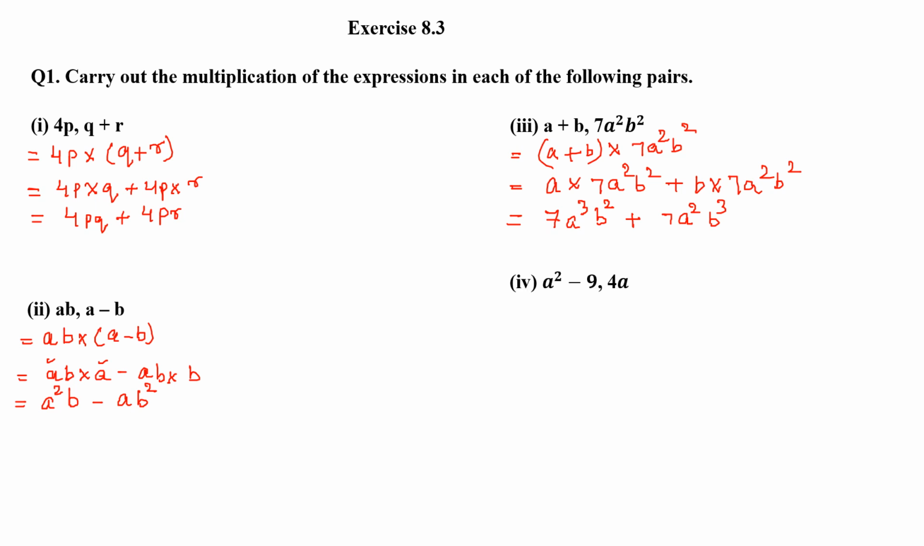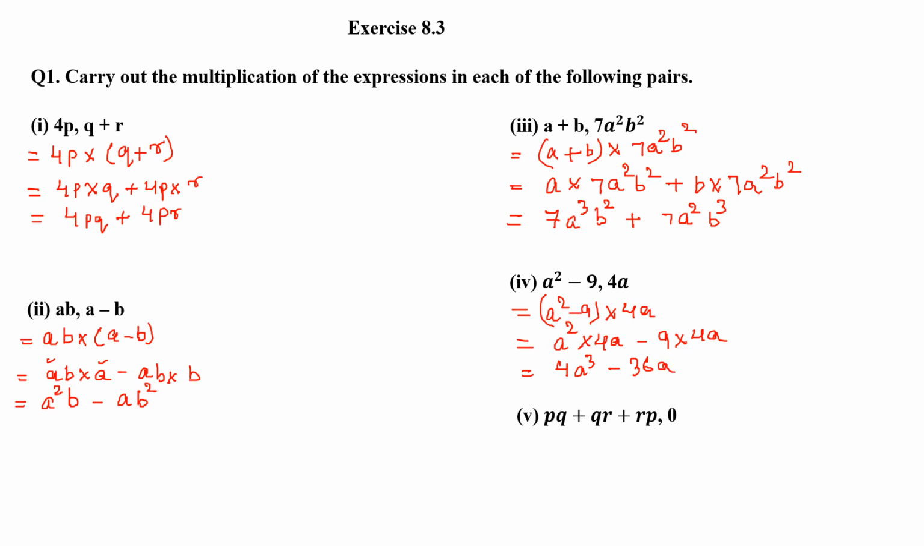Now next question, A square minus 9 multiplied by 4A. So A square minus 9 multiplied with 4A. So A square multiplied with 4A and then minus 9 multiplied with 4A. So you can see these multiplications are very easy. So you can pause the video, solve by yourself and then check your answer. So A square into A will give me A cube, minus 9 into 4 is 36A.